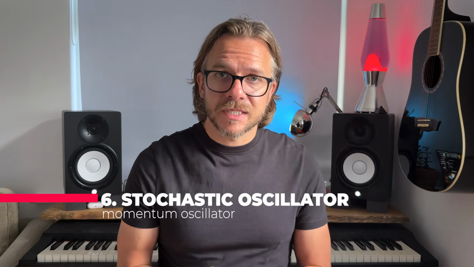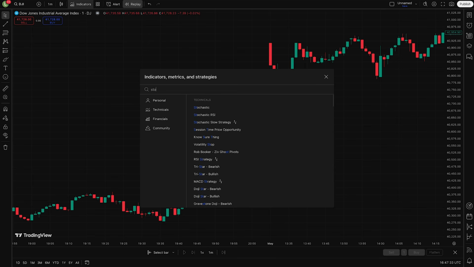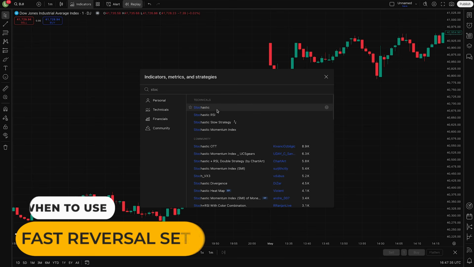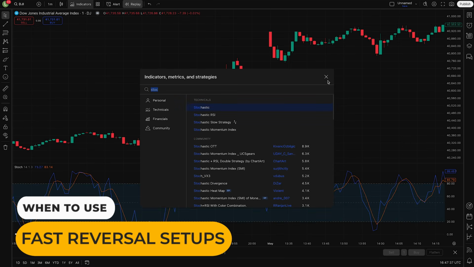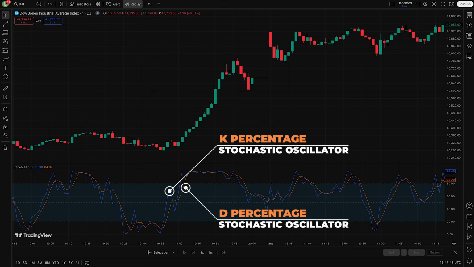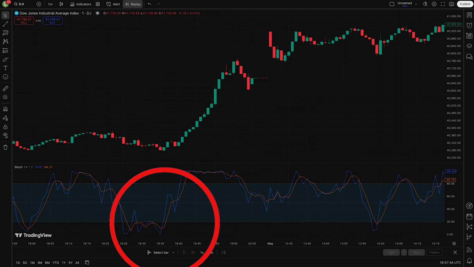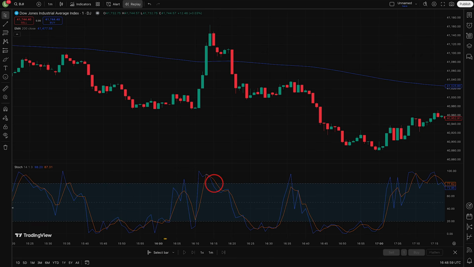The stochastic oscillator is a momentum indicator that compares a stock's closing price to its price range over a set period. Now this is more sensitive than an RSI, so it's a good indicator for fast markets. This blue line is the K percentage and this orange line is the D percentage, and these lines move between 0 and 100, helping to spot overbought and oversold conditions. When the lines cross above 20, it's a potential buy, and across below 80 is a potential sell.